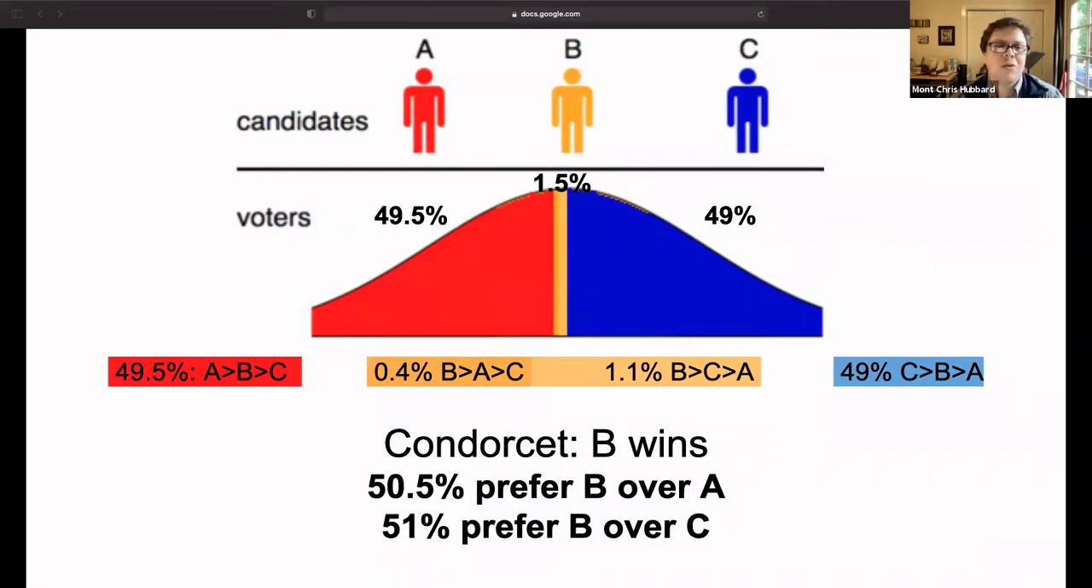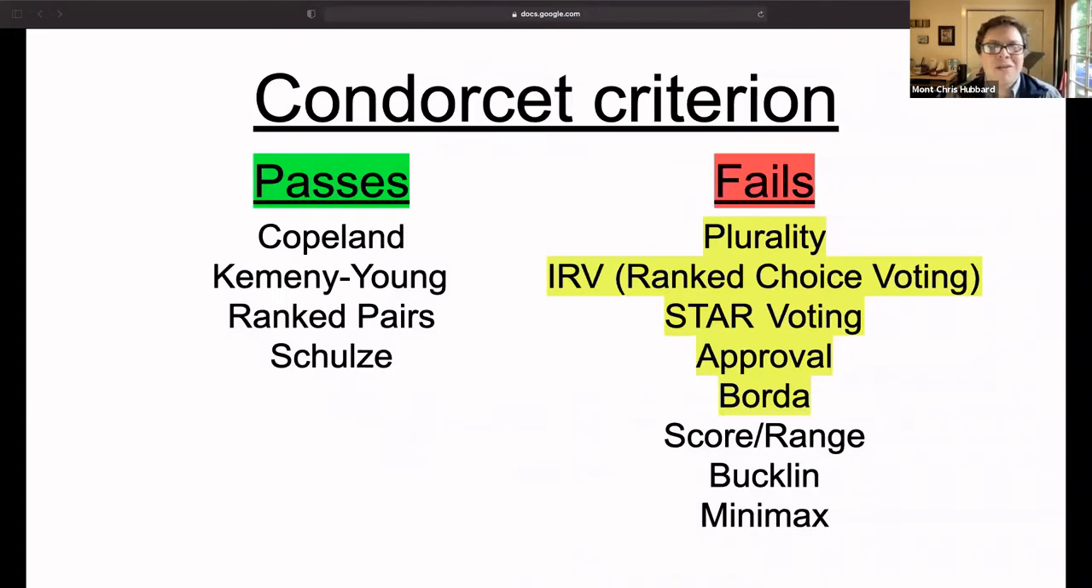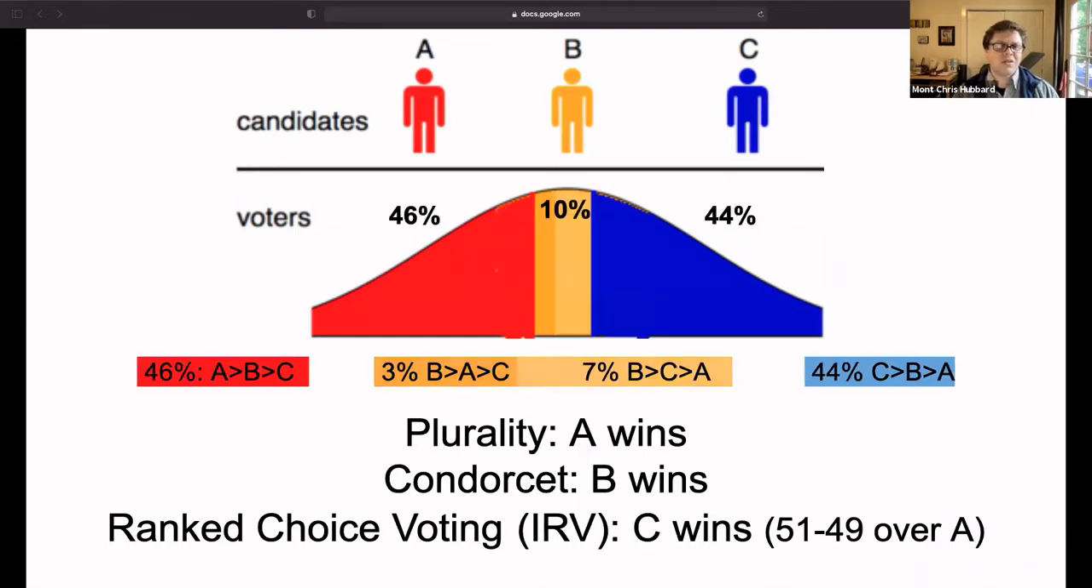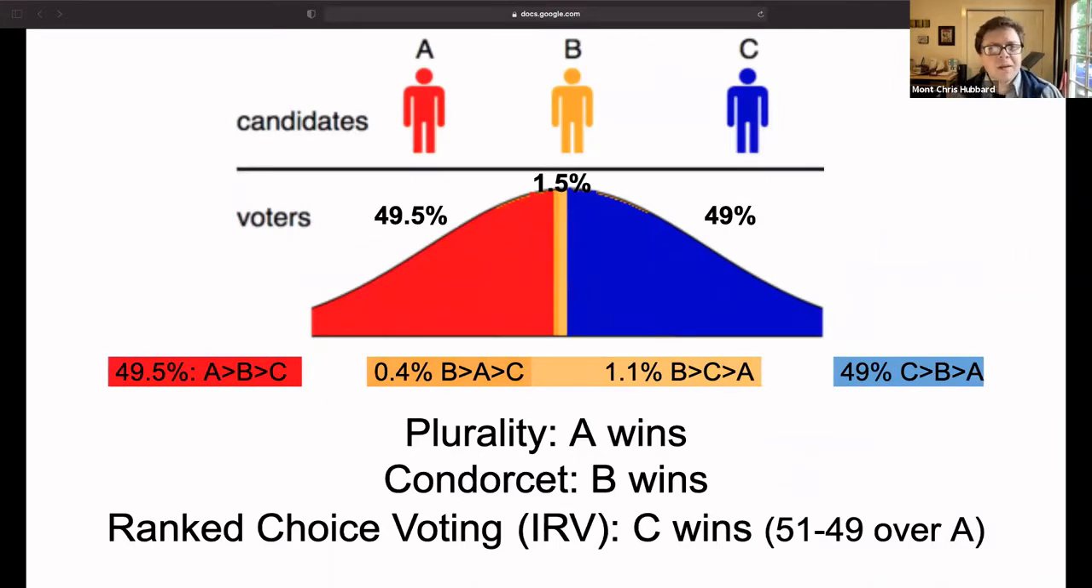So if you're like me, your spidey sense might be tingling a little bit and thinking, what is going on here? What's wrong with this criterion? Well, it turns out a lot of voting methods fail the Condorcet criterion, and that means they don't always pass it. When you look at instant runoff voting, for instance, if you look at this election, under plurality, A wins, under Condorcet, B wins, but under IRV, or ranked choice voting, C would win. And in fact, C wins under instant runoff voting in each of these elections. So maybe Condorcet isn't the criterion we want to prioritize.